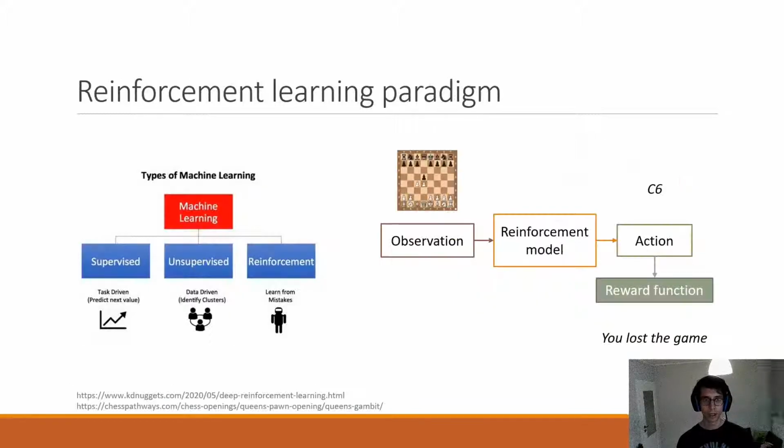So in the reinforcement learning paradigm, which is the third of the main families of machine learning, we do not know the expected output because we do not know the correct move, but we have a way of quantifying how good the decision that we have just undertaken is.